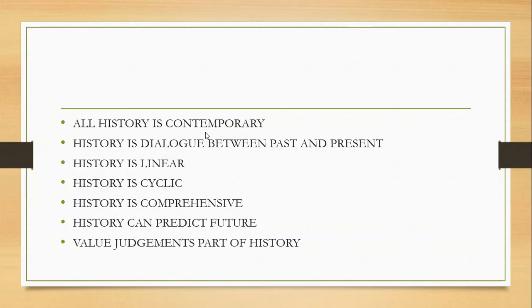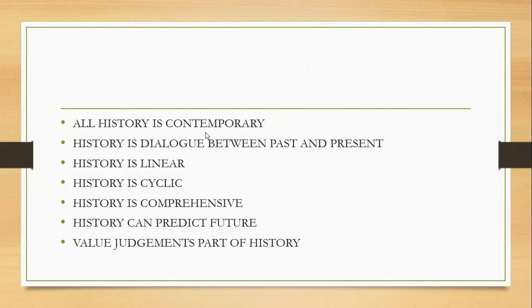So history can predict future in that sense. And the last but the most important point is value judgments are part of history. Some scholars like Ranke say that history is not supposed to offer any kind of judgment. It is supposed to narrate things as it happened. So there is no bias, there is no saying this is going to happen, this is good, this is bad. But Lord Acton says value judgments should be part of history.